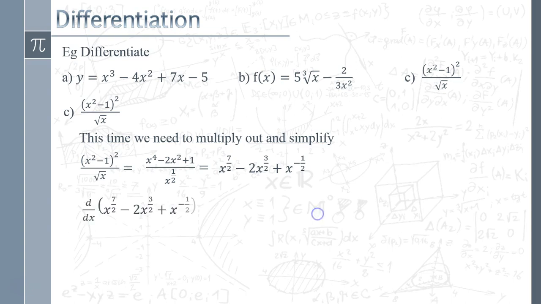So now if we're going to differentiate, this notation is saying we're going to differentiate with respect to x this expression here, and off we go, bring the power to the front, knock 1 off the power. So we've got 7/2 x to the power 5/2. Bring the power to the front, so we've got 3/2 times 2, so that's going to become -3 x to the power half. And again, bring the power to the front, so that's going to become -1/2. Take 1 off the power. That gives us -3/2. And there we go, all done and sorted.